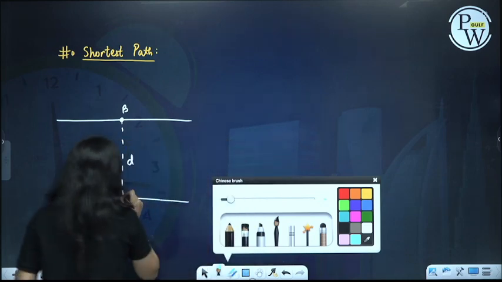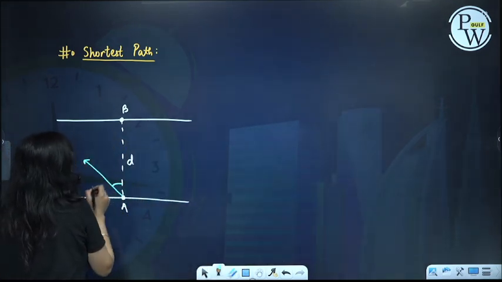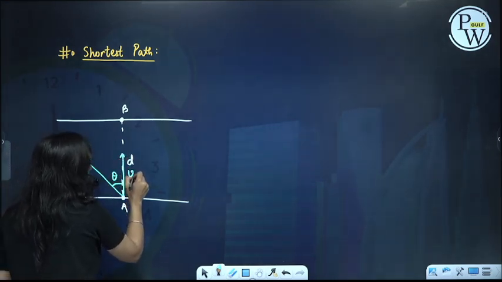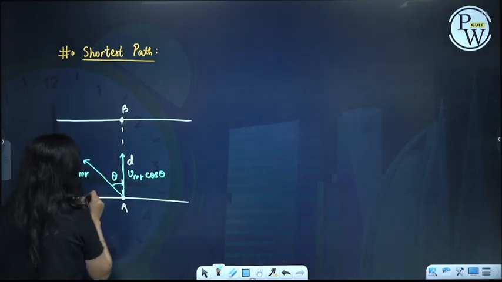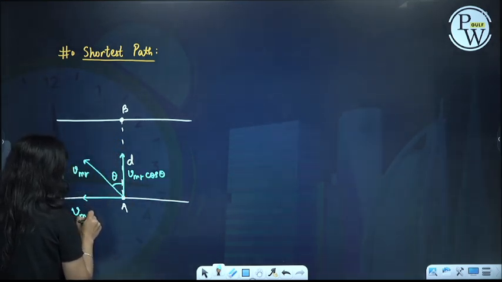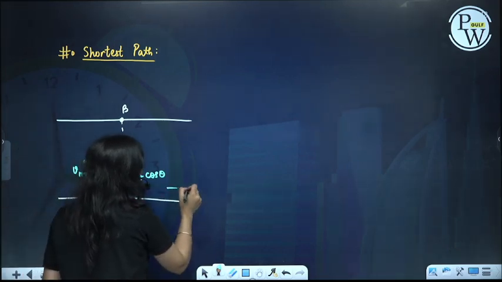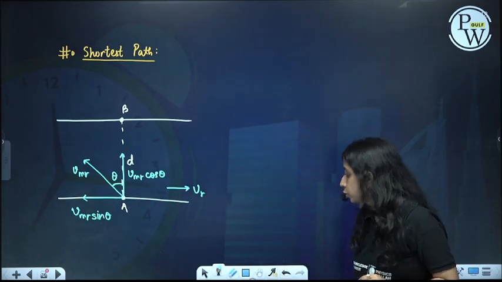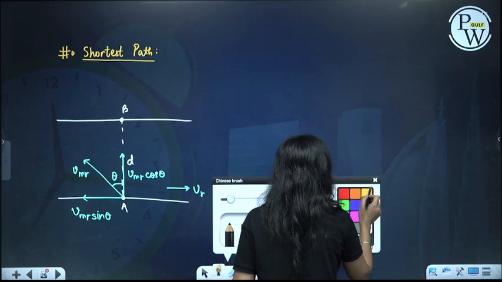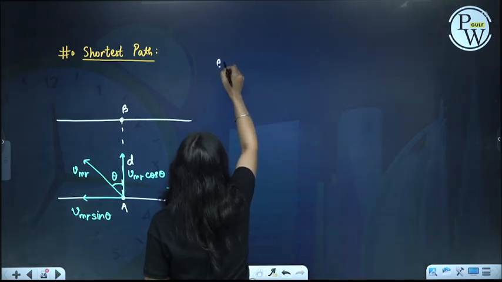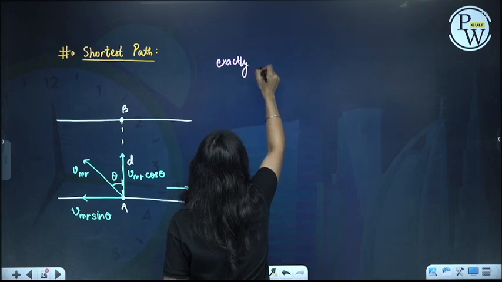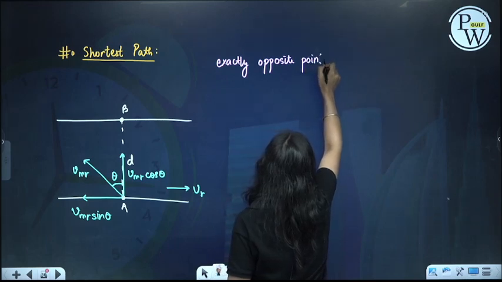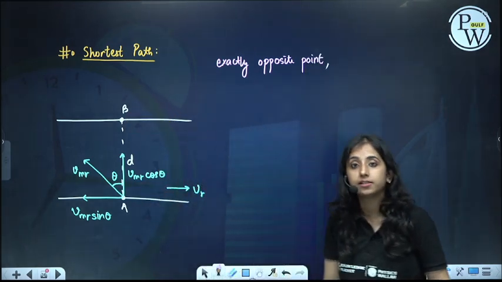Now if man starts moving with velocity VMR at some angle theta, then the component along this will be VMR cos theta and the component along river flow will be VMR sin theta. River is flowing with velocity VR in this direction. When we have to take the shortest path, we have to reach exactly the opposite point B.